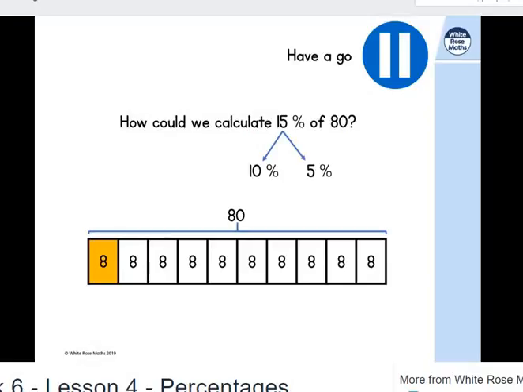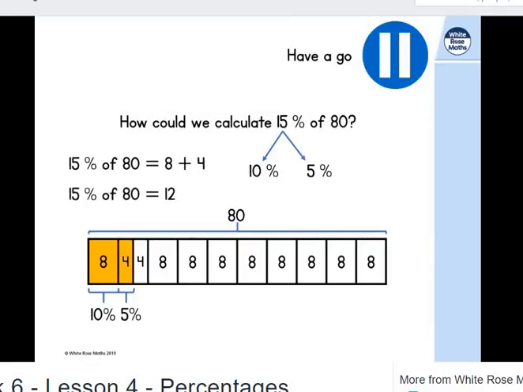Now, I'm knowing something about 5%. 5% is half of 10%. So if I half one of the 10% into two 5%, I can see it will be worth 4. So this part is worth 10%, and this part's worth 5%. So how could I calculate 15%? Well, I could add together what I got for 10% and 5%, which would be 8 add 4. So 15% of 80 is 12.